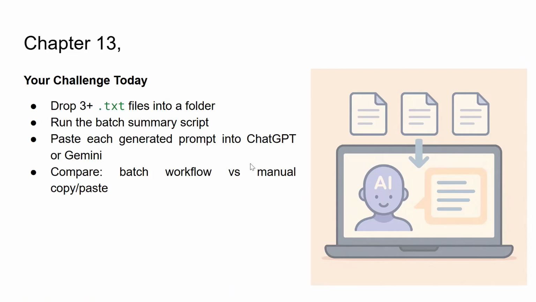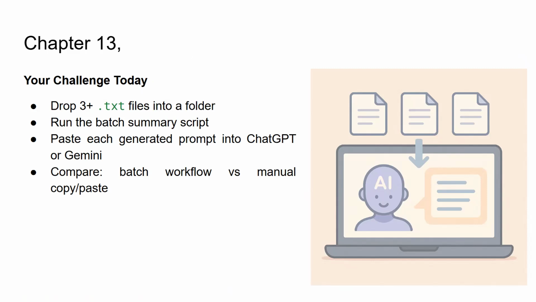Or even a person who wants to summarize them. So for instance, the challenge today would be dropping all these texts, say 3 or 4 files, running the batch summary script, pasting each generated prompt into ChatGPT or Gemini, and then comparing the batch workflow versus doing it manually. You can do it manually. We'll show you the automated version today.